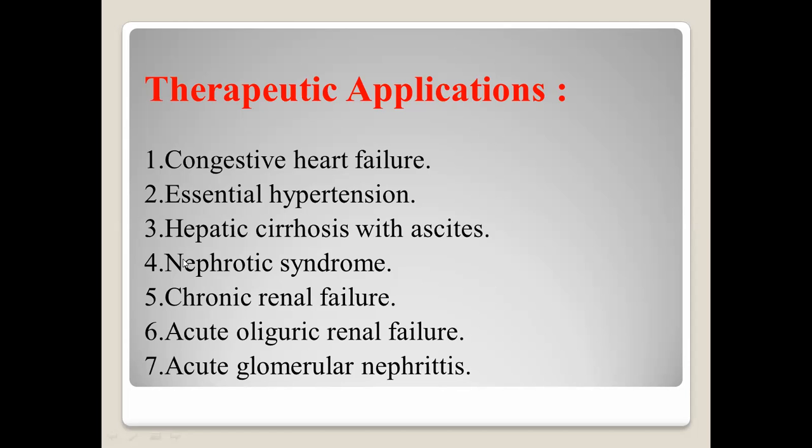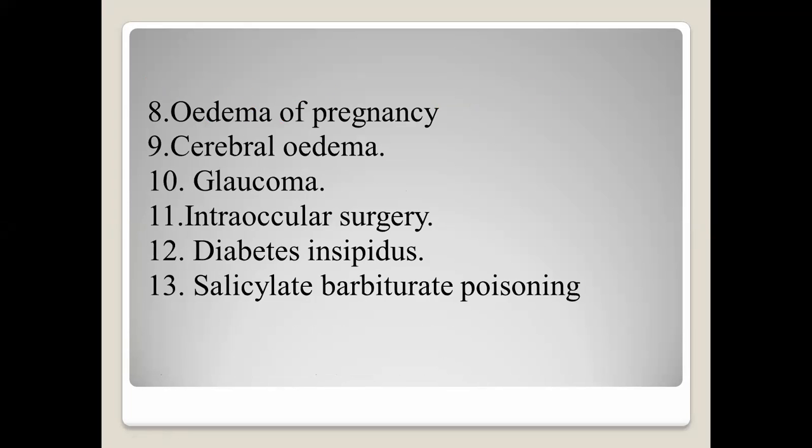Then chronic renal failure. Kidney failure माहितीये? Then acute oliguric renal failure. Oliguric means low urine output. So because of low urine output, renal failure occurs. Then acute glomerular nephritis means there is inflammation of the glomerular nephron. So that is acute glomerular nephritis.